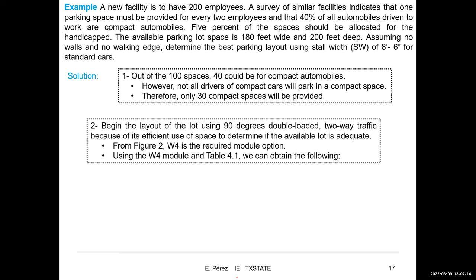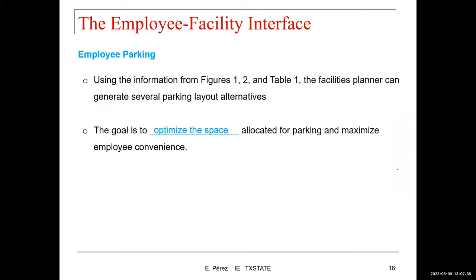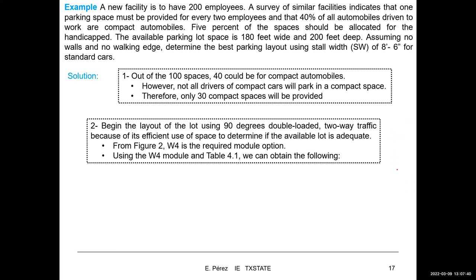So we'll begin the layout of the lot using 90 degrees double loaded two-way traffic because of its efficient use of space and to determine if the available lot is adequate. So we're going to start with this design. It typically takes the most space, but it is efficient in terms of letting you drive in both directions, right? So you can have people going in both directions.